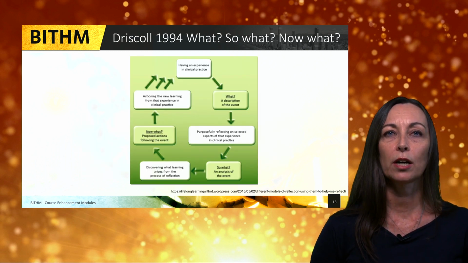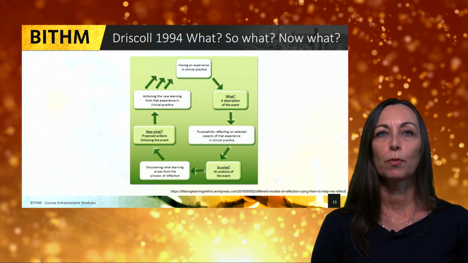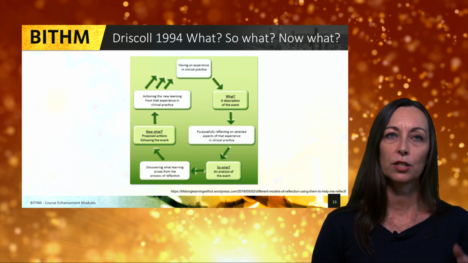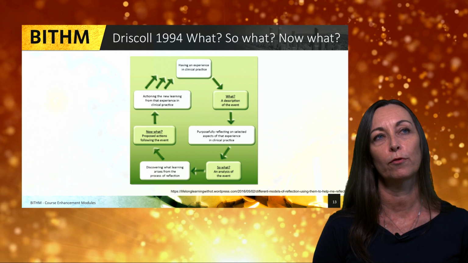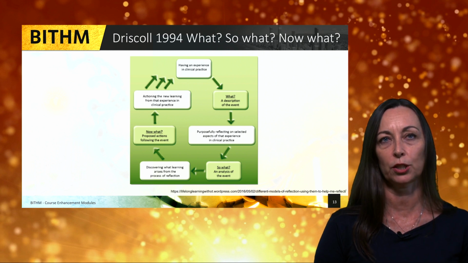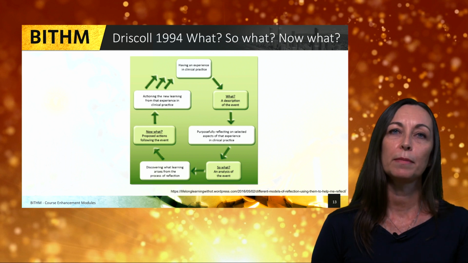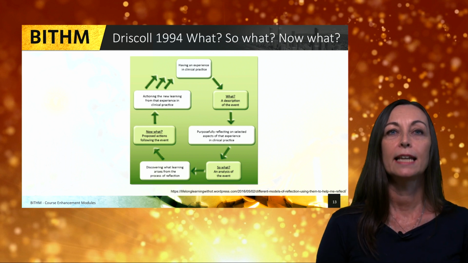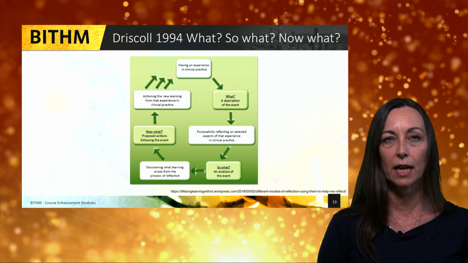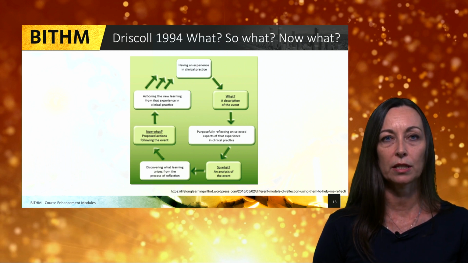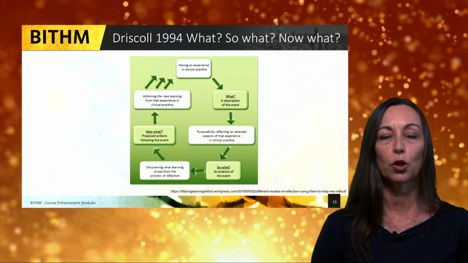And Driscoll in 1994 used a model that has become known as the what, so what, and now what. And so this is very much starting to go into that deeper level of the meaning making around the reflection. So it's asking what has actually happened, what is the meaning in this when we get to the so what, and now what am I going to do about it? So we're starting to go a little bit deeper, looking at some assumptions that are happening in context.